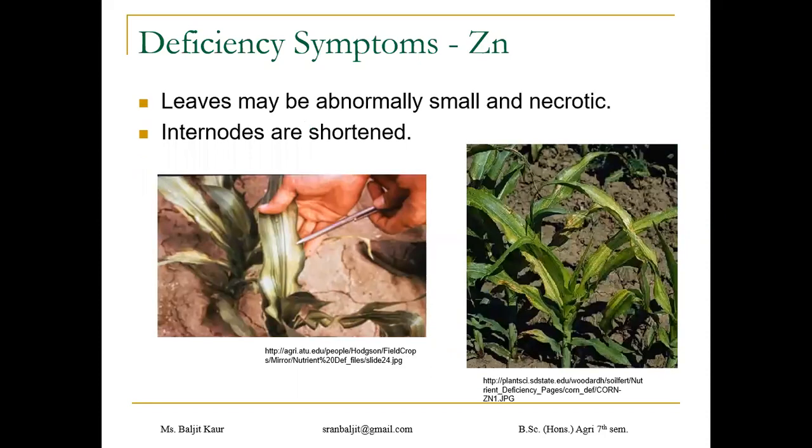Then zinc. Leaves will be small in size. If there is deficiency of zinc, the leaves will be small, the growth will be stunted, and leaves will be necrotic, and internodes will also be shortened, right?